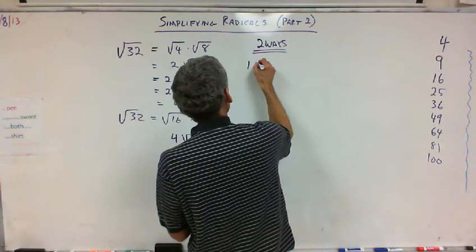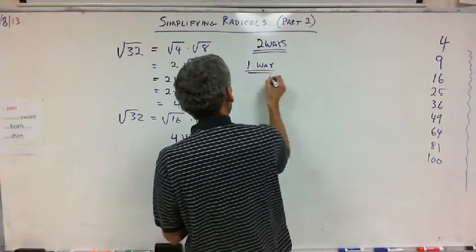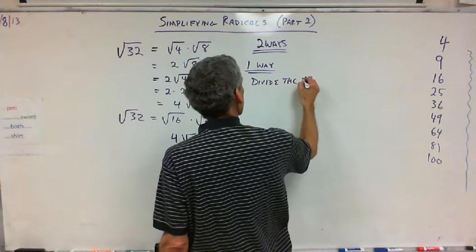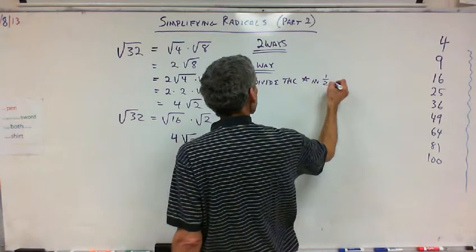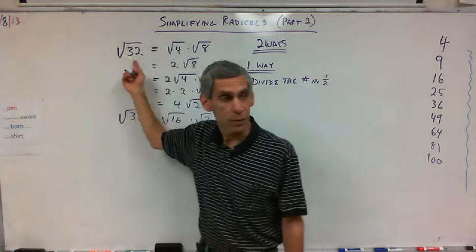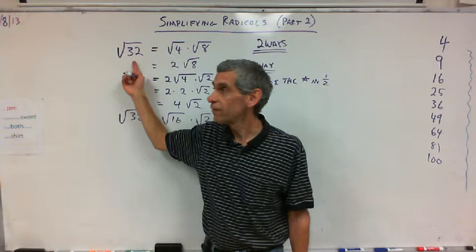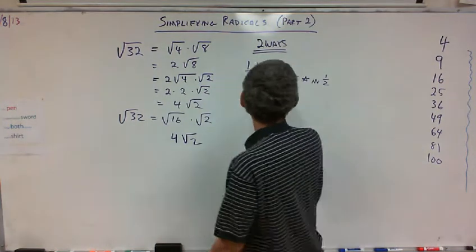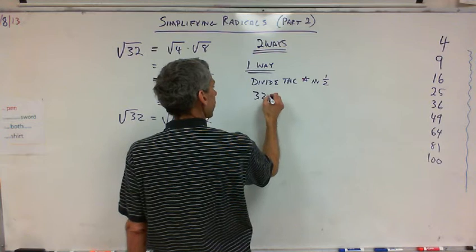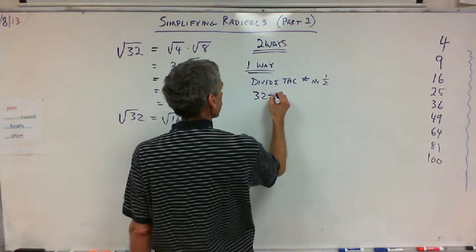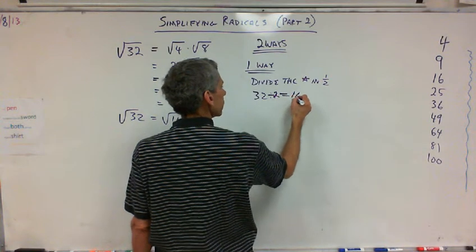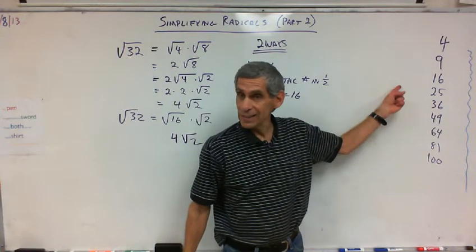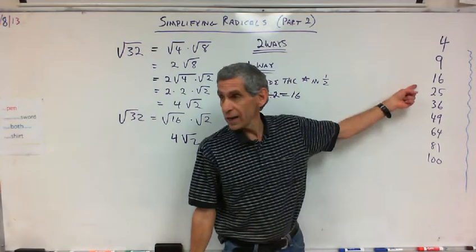The first way is divide the number in half. Divide the number in half. Good job, Sal. Divide the number under the square root sign in half. So half of 32 is 16, right? So 32 divided by 2 is equal to 16. So I'm going to come over to my list here, and I'm going to see if there's a 16 over here. There is!